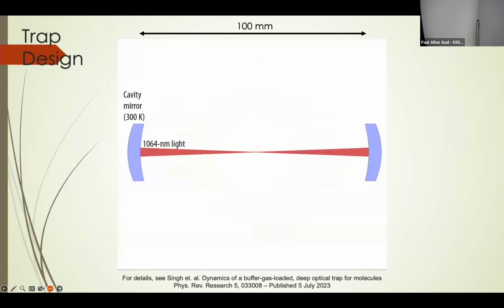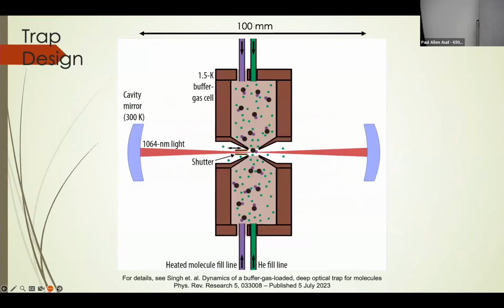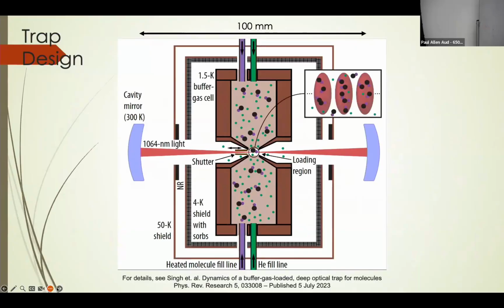But then the idea is to build a cavity, 1064 nanometer light, pretty much the same cavity as we've already built, but it has to be longer by a factor of 4, because we want to fit a buffer gas cell in the middle. Then the target species would give up its thermal energy to a helium buffer gas at 1.5 Kelvin, hopefully, and then get loaded into pancake-shaped high-intensity regions of the laser beam. Okay.